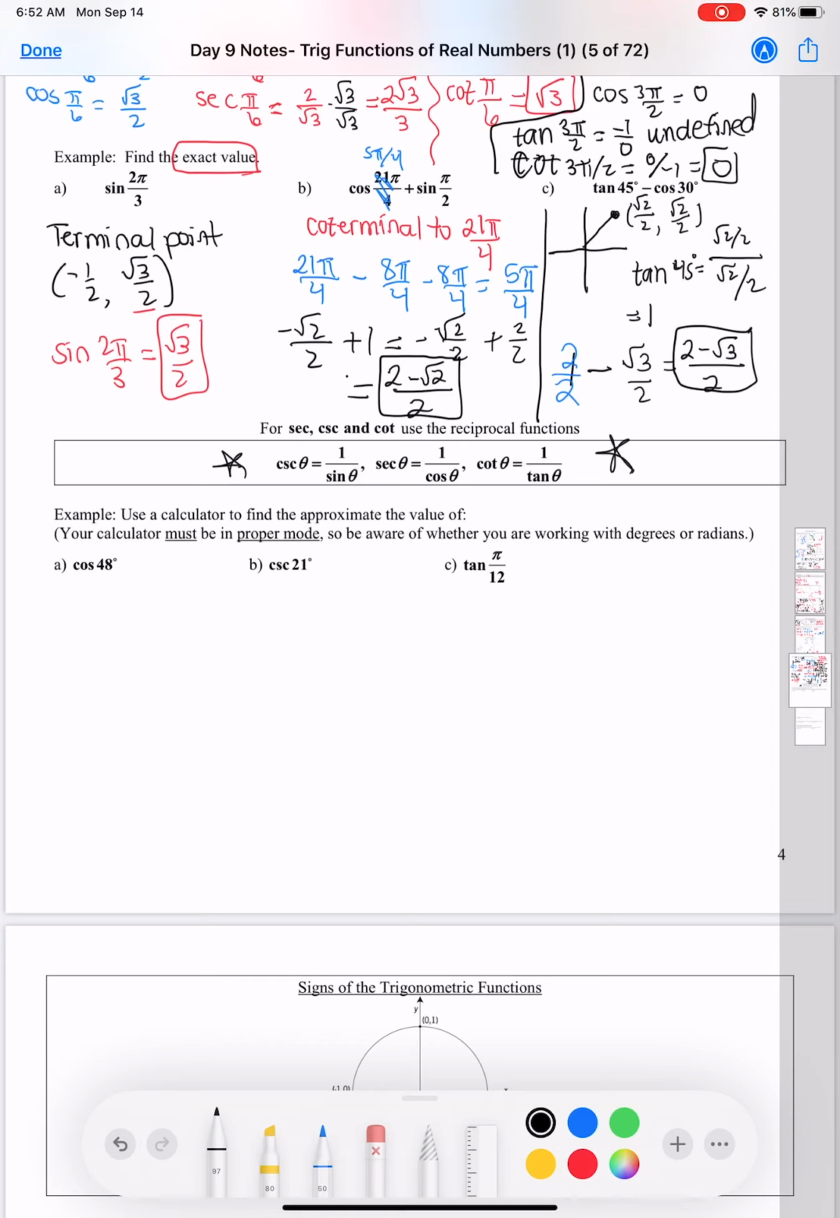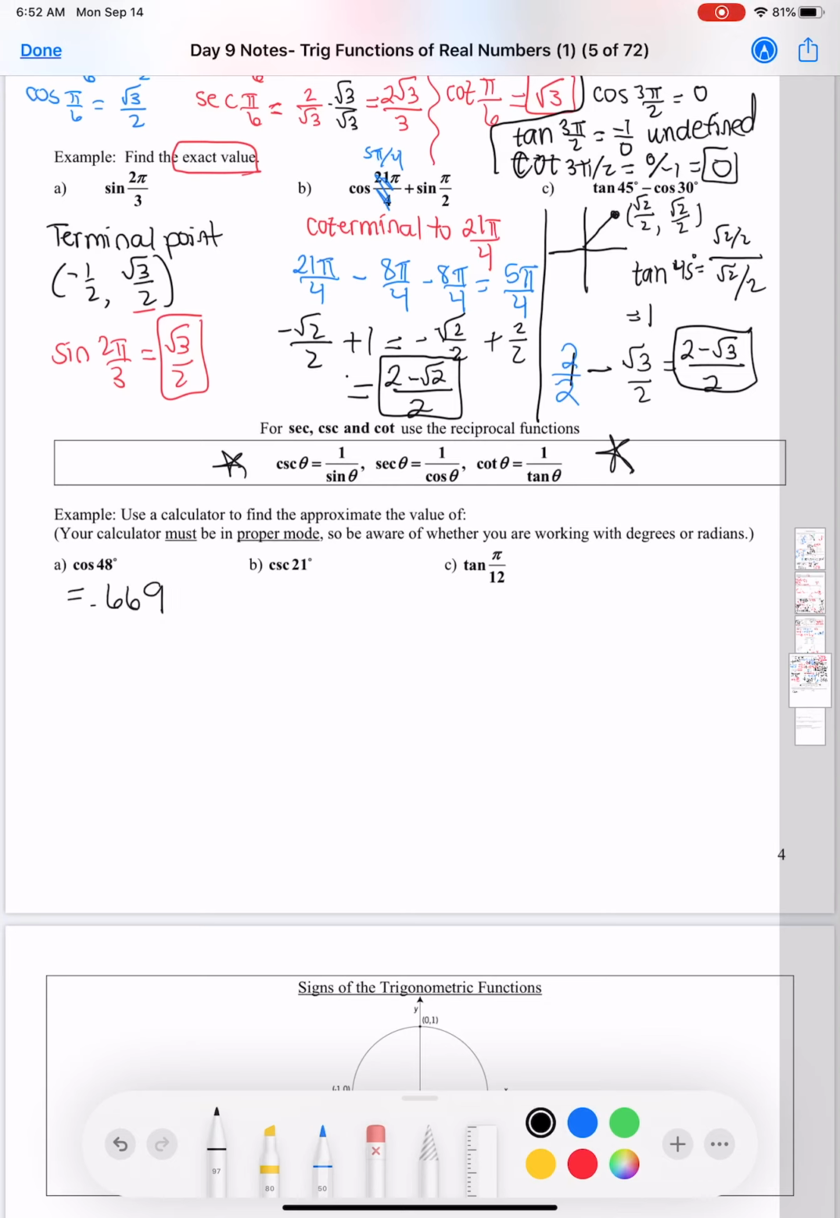Okay, so if I have, first off, a cosine of 48, make sure in mode you're set to degree mode, and you'll get an approximated decimal, 0.669.